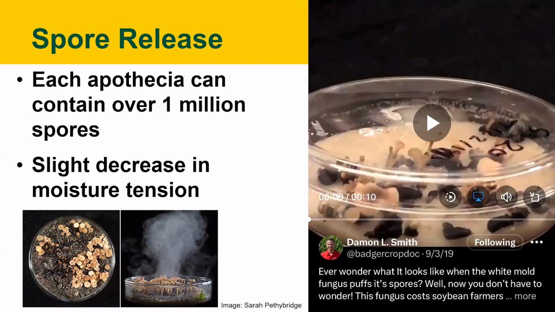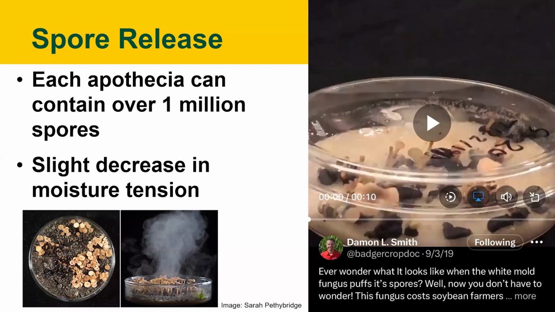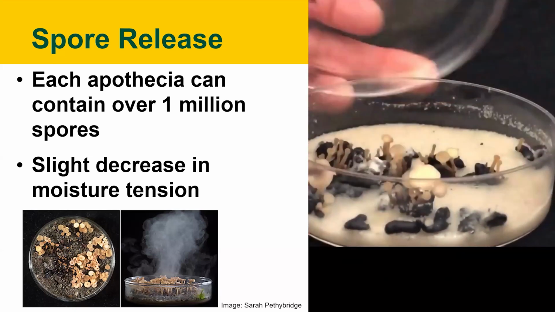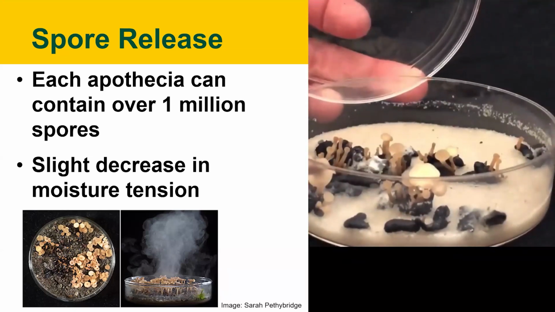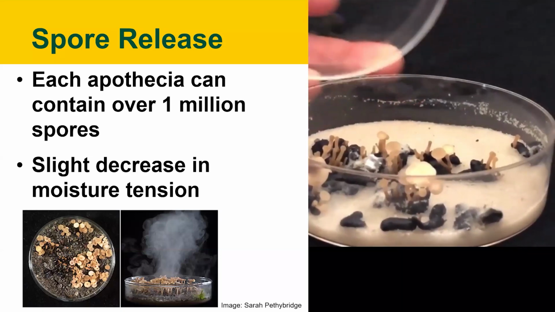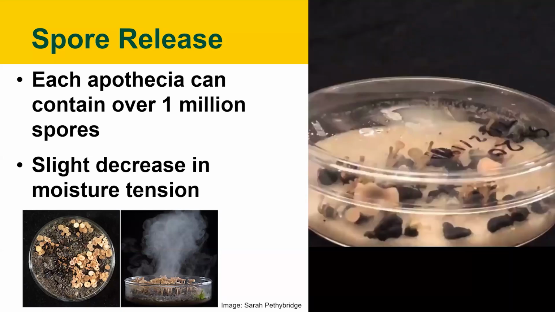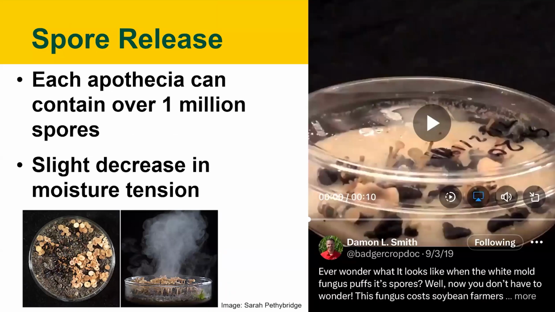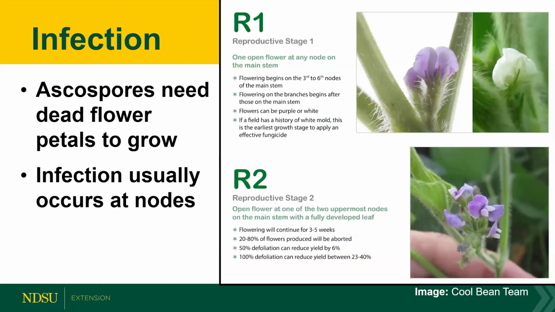And this is a really nice video here showing these puffs. Example. So that's a really great example. Again, just one apothecium releasing 1 million spores is a big puff. They're not continually being released. They do exert a lot of energy to get those spores released. So it is small bursts.